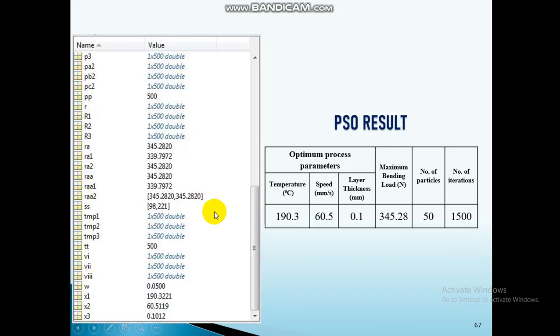So this is the PSO result. Here you can see 190.3, 60.5, and 0.1 layer thickness. If I maintain these three optimum values, I get the maximum bending load of 345.28 Newton. So this is for 50 particles with a maximum of 1500 iterations.